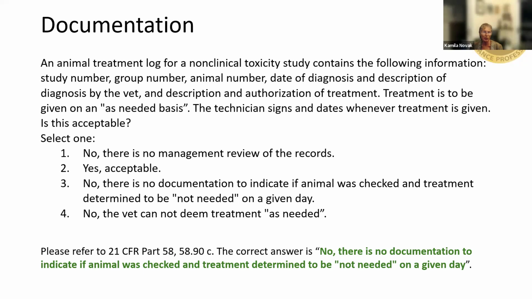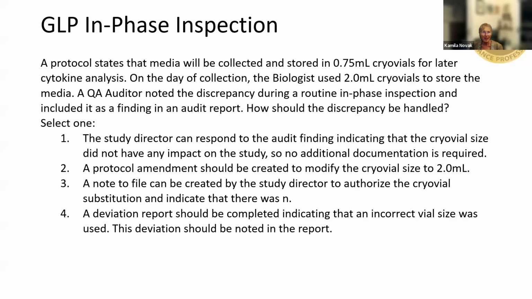I think we can move to the next question. So, protocol states that media will be collected and stored in 0.75 milliliter cryovials for later cytokine analysis. On the day of collection, the biologists used 2 milliliter cryovials to store the media. A QA auditor noted the discrepancy during a routine in-phase inspection and included it as a finding in an audit report. How should the discrepancy be handled?